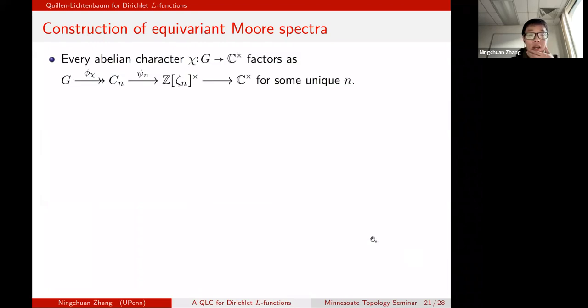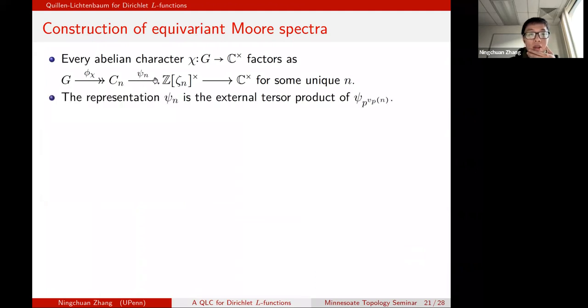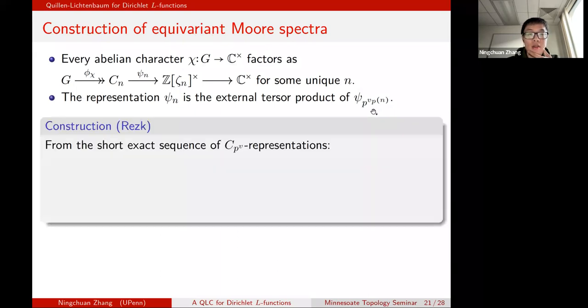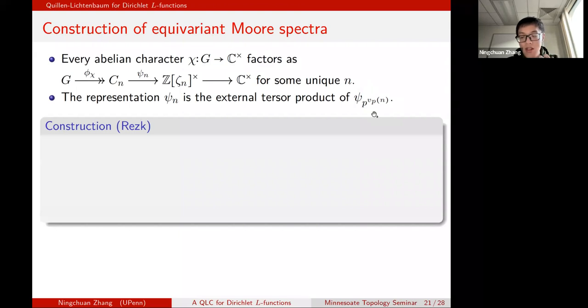The idea is, first, again, we have this factorization. So it suffices to construct, where this psi_n sends a generator of C_n, the cyclic group of order n, to a primitive root of unity. Then you can check that this psi_n is an external tensor product of its prime factors. And now it suffices to construct a lift for each of those cyclotomic representations.